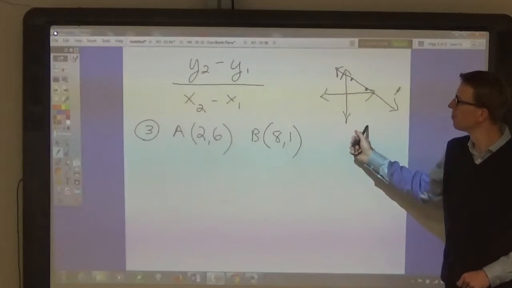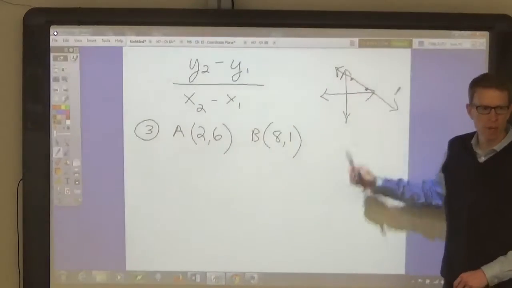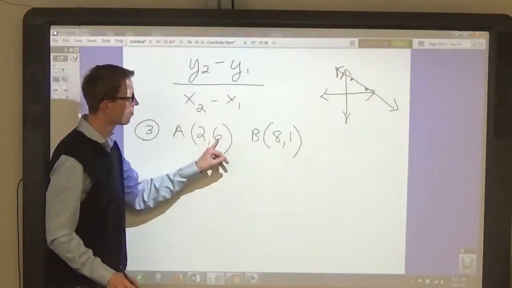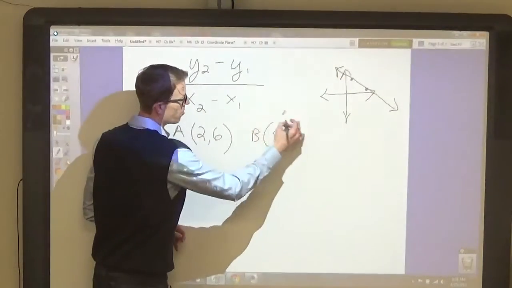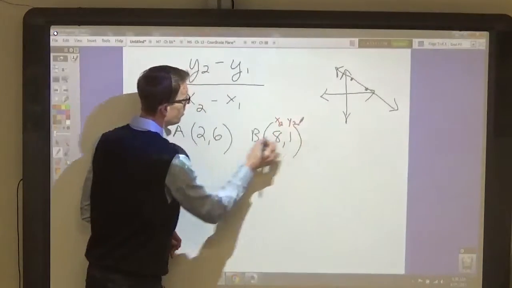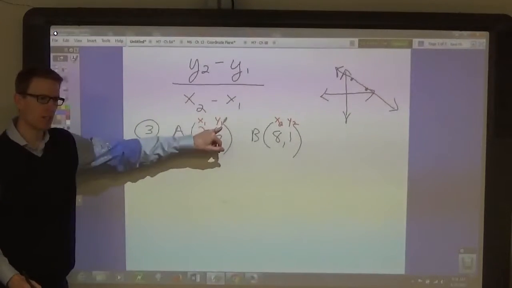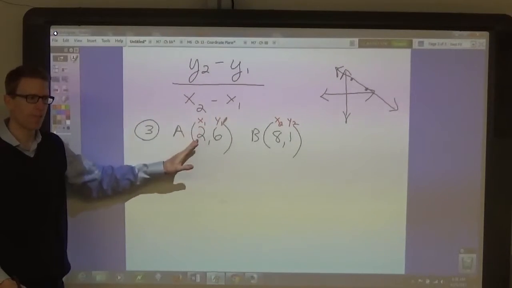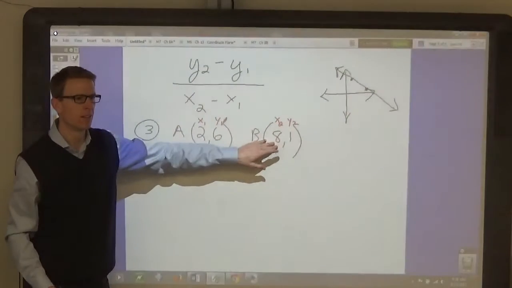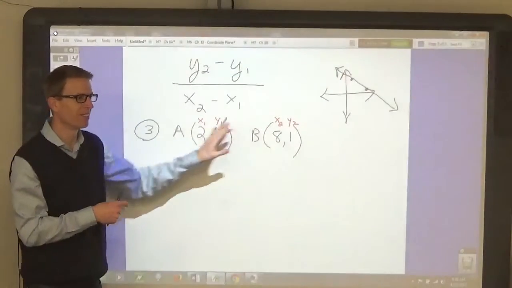Okay? We can find the slope, though, not by counting, but by using the slope formula. So what we do is, this refers to x2 and y2. This refers to x1 and y1. These are the first numbers. This is the first point that's given, and this is the second point that's given. You probably should look up here when I'm showing you this. Okay?